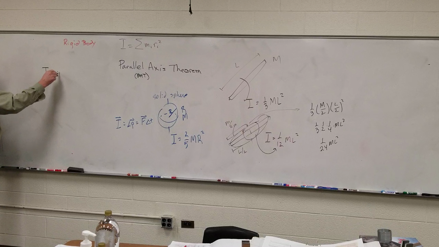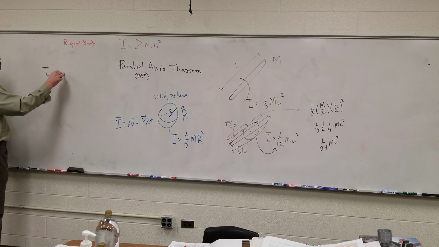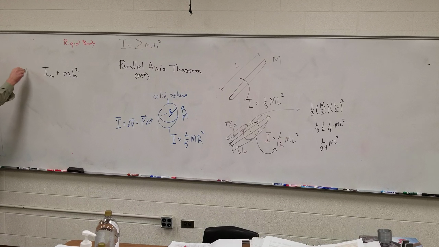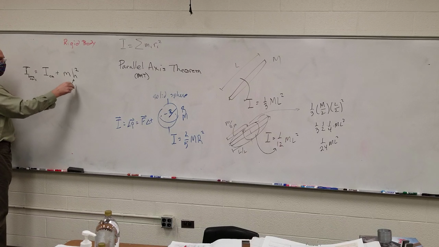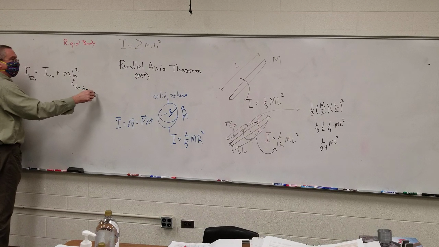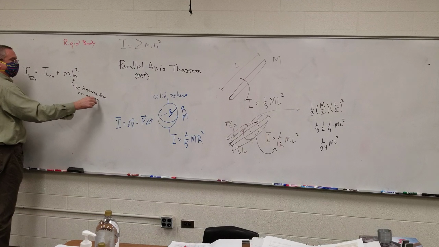Now, how much I move the axis also affects the moment of inertia, and so it's the mass times the distance that you actually move it, squared. So the moment of inertia about some point or some axis is just the moment of inertia about the center of mass plus the mass times h squared, where h is the distance from the center of mass to the new axis.